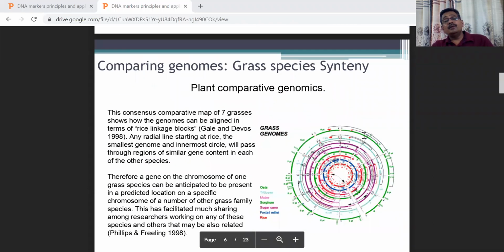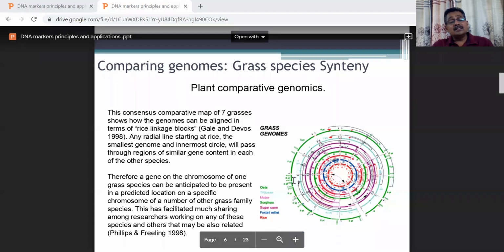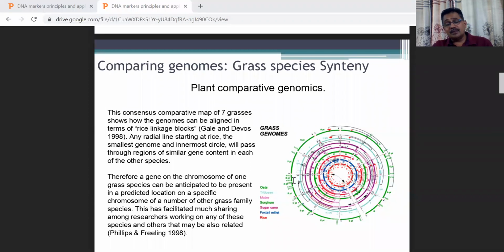This is one of the famous crop genome circles. It was developed by Catherine Devos and Mike Gale in the UK. They developed it in 1998. At the time, they aligned all the grass genomes, using mainly RFLP markers, substituted with some SSR markers. What they did was make a consensus comparative map of 7 grass species. This is one of the classical works done in 1998.